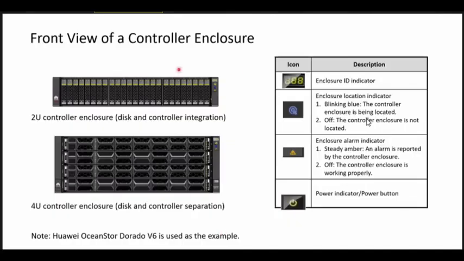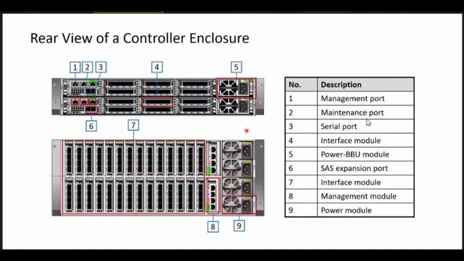Okay. So there are controller enclosures, both separation and integration controller enclosures, right? No issues there. In this example, they are using OceanStor Dorado V6, the latest one. The rear view of the controller we have seen. So you have your management port, which is here. You'll have two management ports. You'll have your maintenance port. Why do you have two management ports? Basically, this is for controller A, and this will be for controller B.